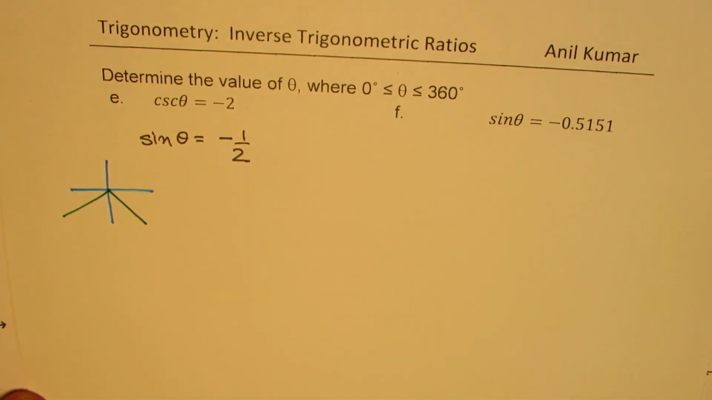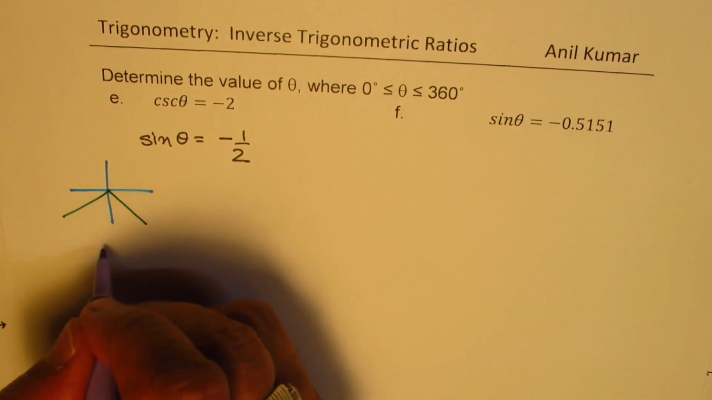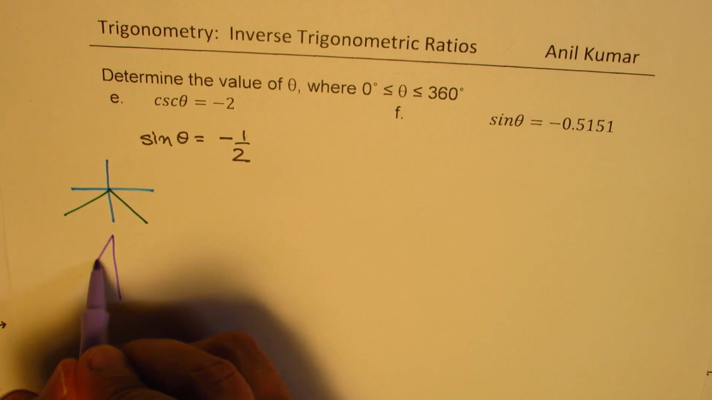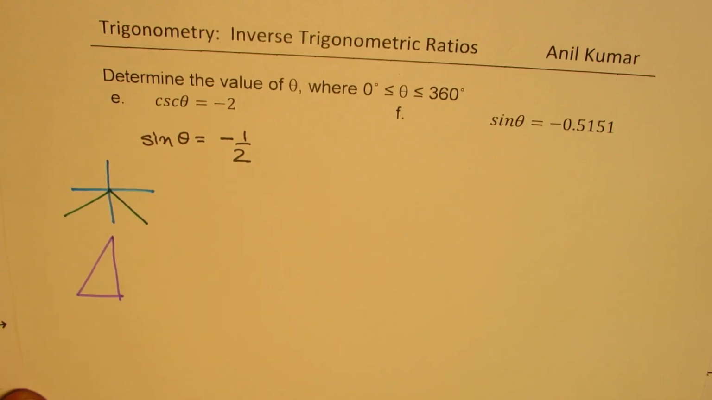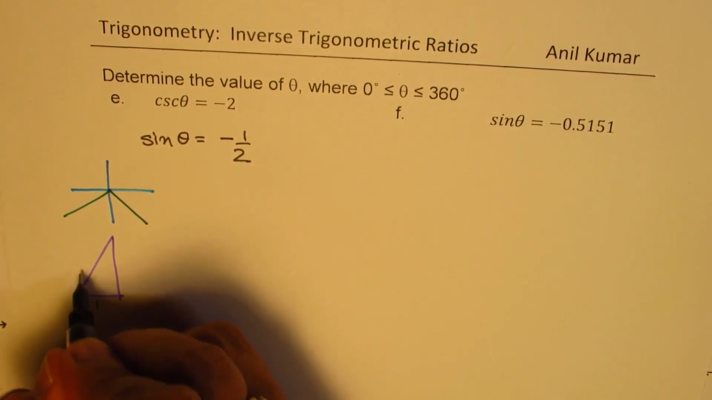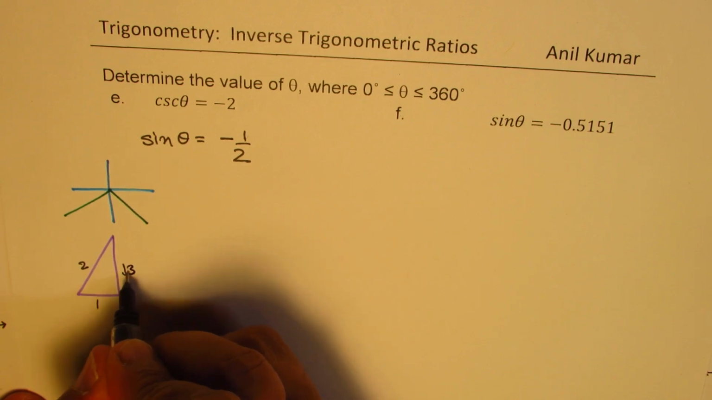Okay. Now when is sine half? So what I could do here is, again, sketch the special triangle, which is 30, 60, 90. Now here this side is 1, this is 2, square root of 3.